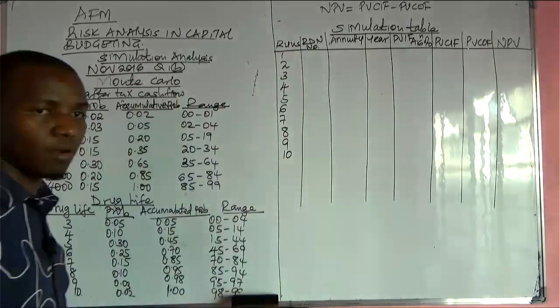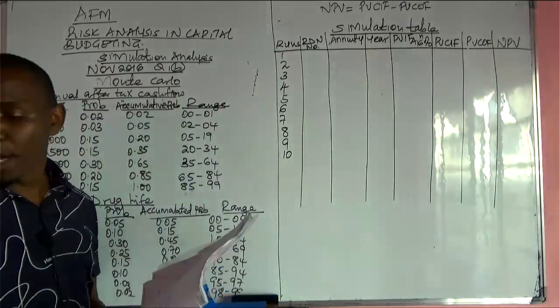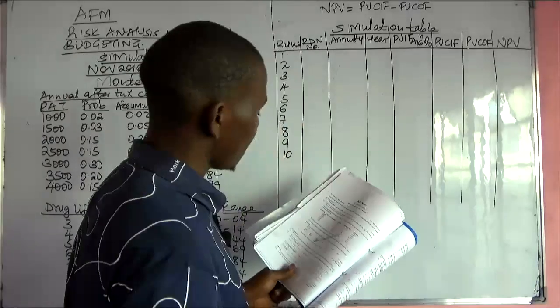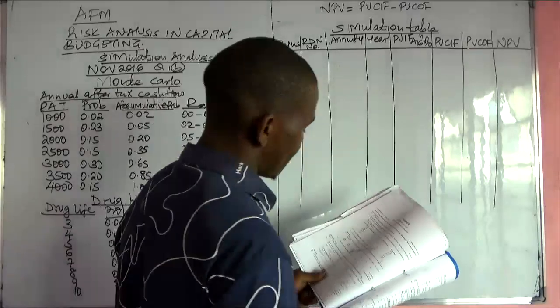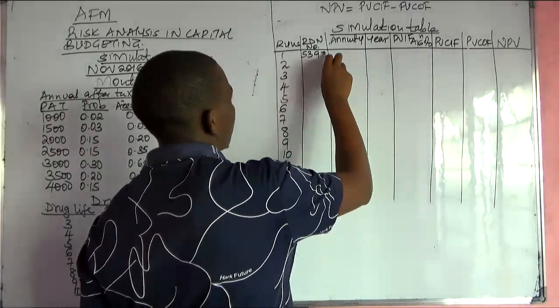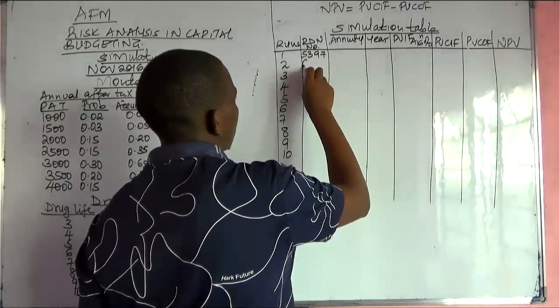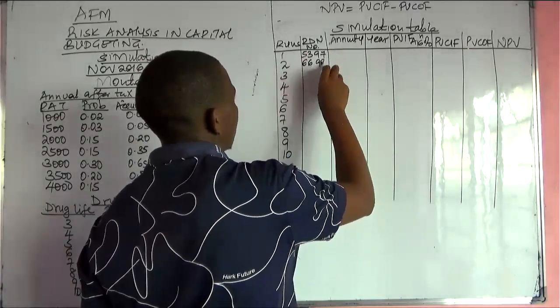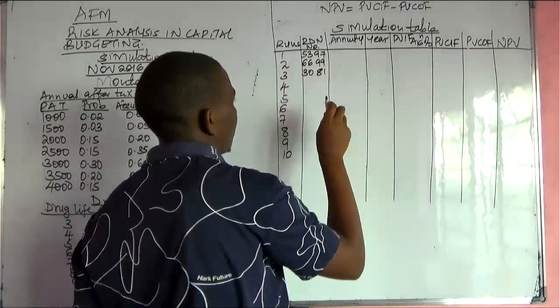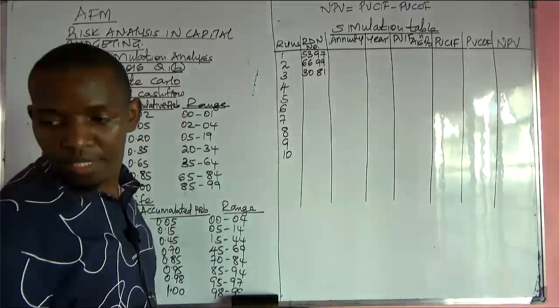6, 7, 8, 9, 10. We were given the random numbers. The random numbers we've been given are: 53, 97, 66, 99, 30, 81, 19, 0.